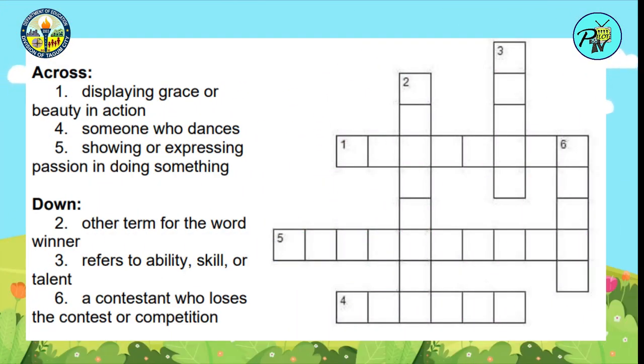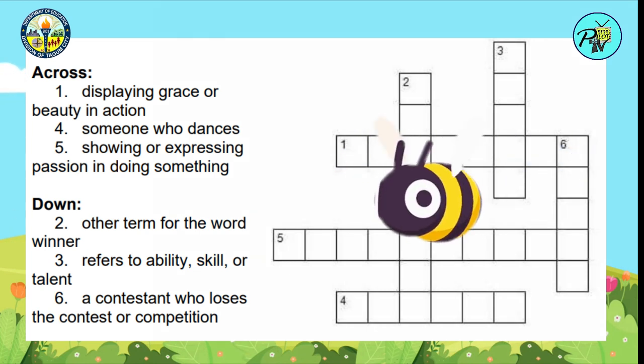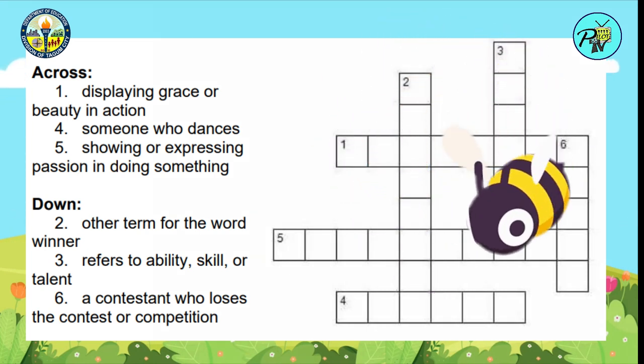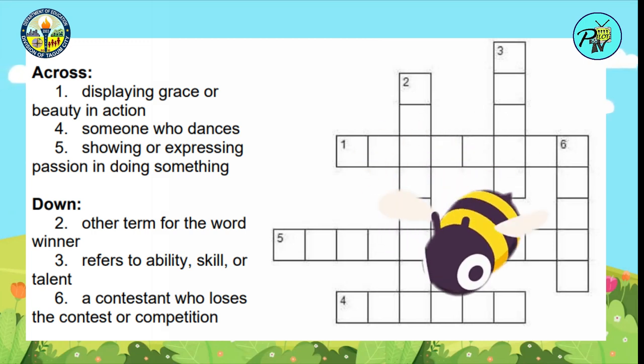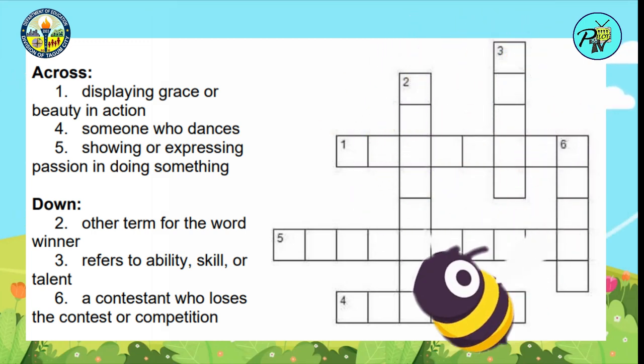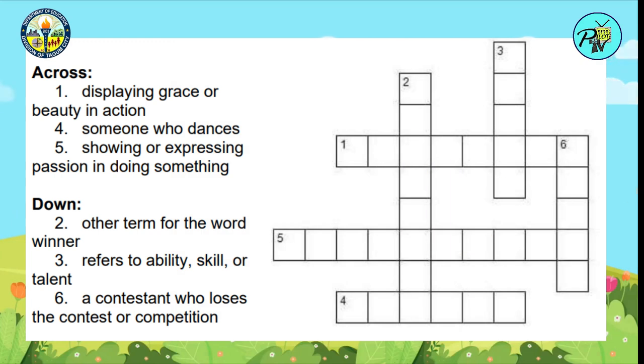We have here the clues of words that are written across the puzzle. Let's have number 1, displaying grace or beauty in action. Number 4, someone who dances. Number 5, showing or expressing passion in doing something. Did you get the words?